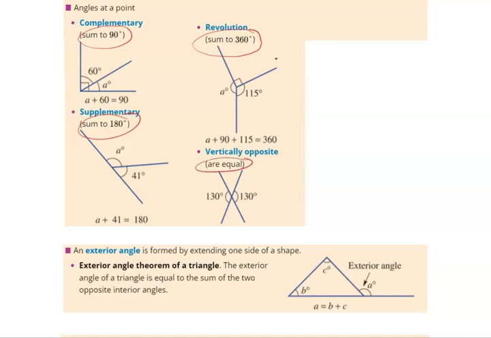And vertically opposite angles are equal to each other. So if we have two straight lines that cross each other, if we know this is 130 degrees, on the other side of the vertex, vertically opposite, will be the same measurement.